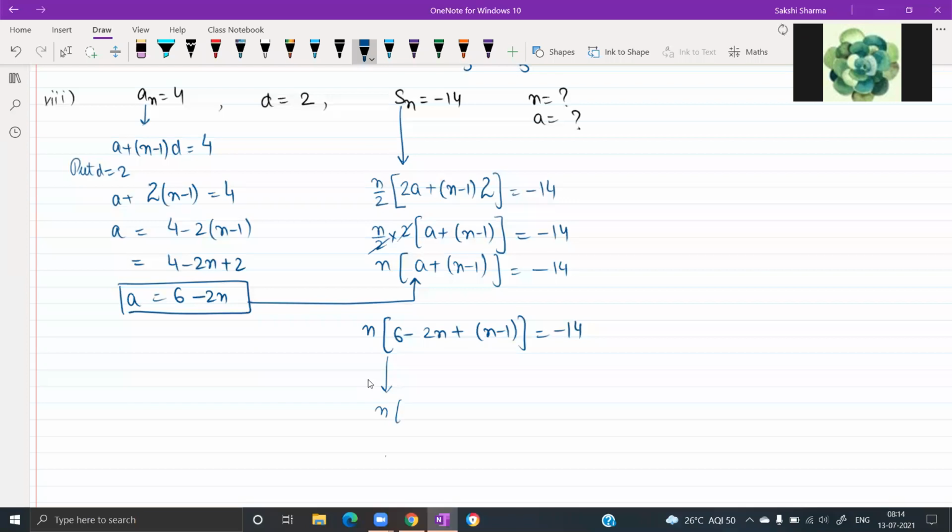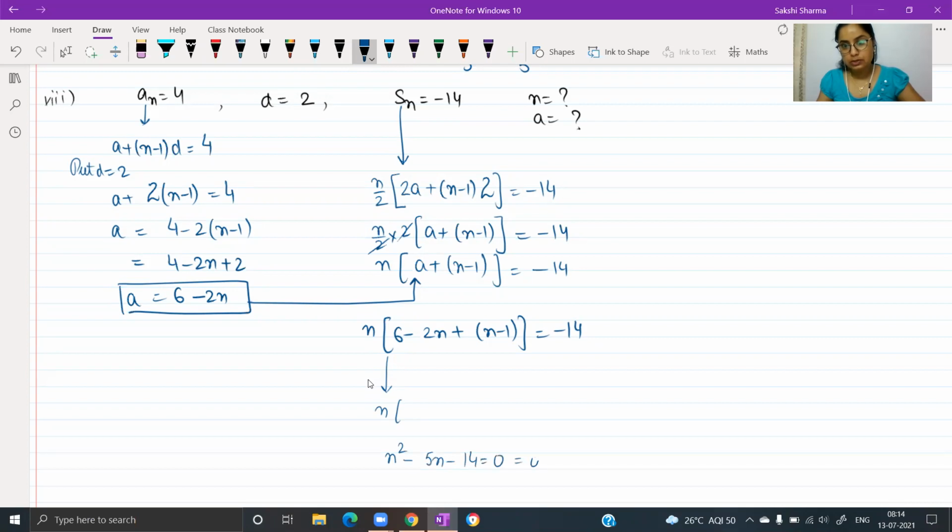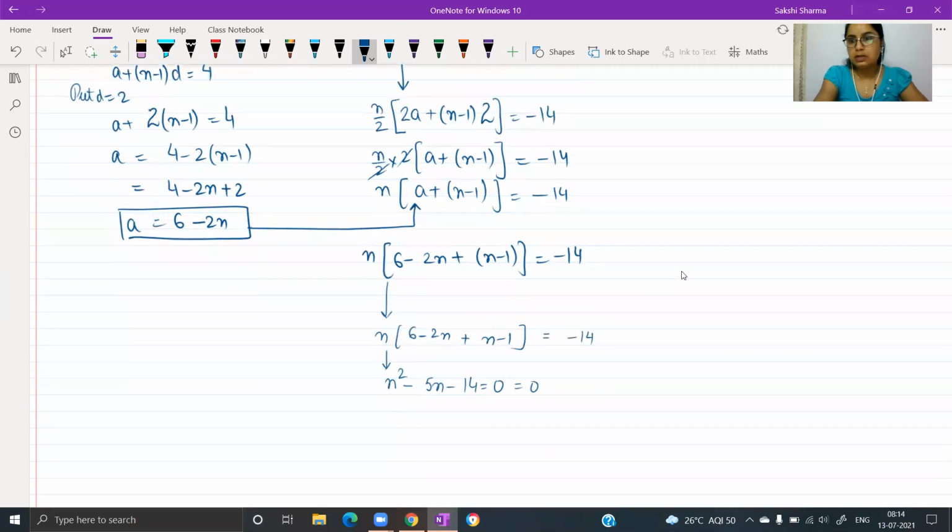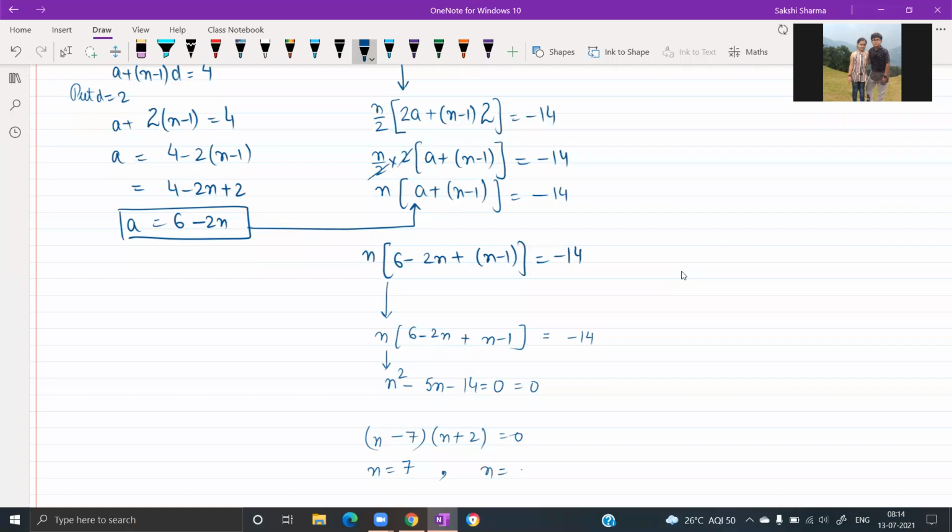N square minus 5n minus 14 equals 0. N equals 7. So after splitting the middle term, factorizing, and obtaining the values of the variable, you get n equals, I think these are the two factors, n minus 7 and n plus 2. Yes, ma'am. One value of n is 7 and the other one is negative 2, which is not possible. So we have n equals 7.